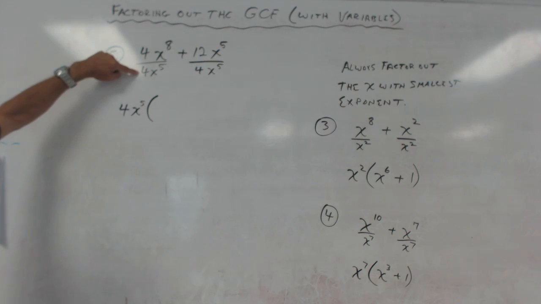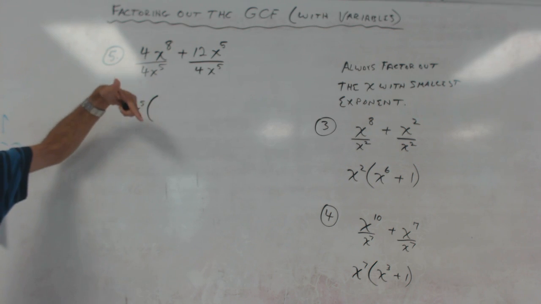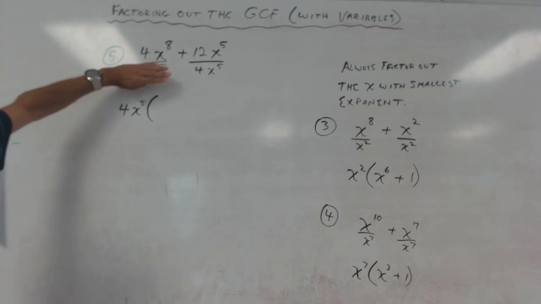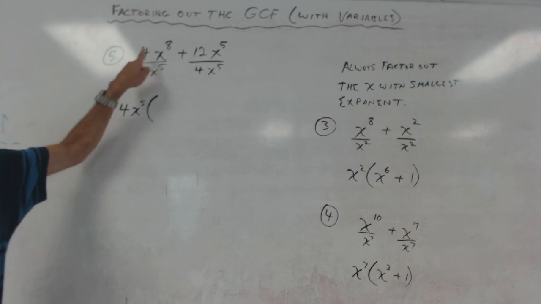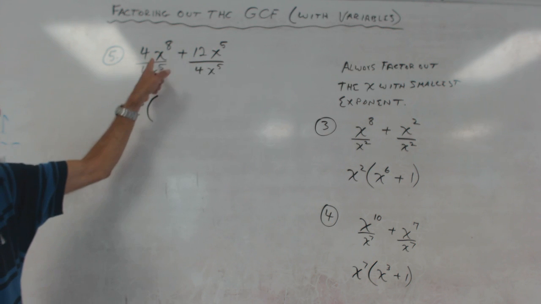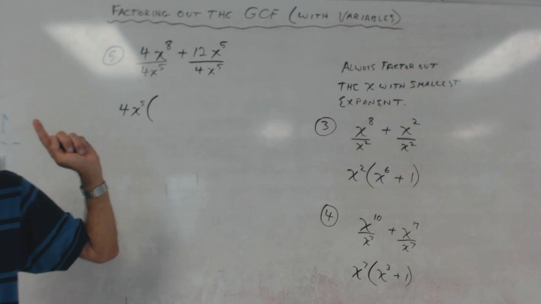What is 4 divided by 4? 1. So I don't have to write the 1 because I'm going to write an x. x to the 3rd. Because I looked at it, and I said, first I looked at the 4 and the 12. What's my greatest common factor? It would be 4. And then I said, okay, now I'm just going to ignore the numbers and look at just the variables, right?